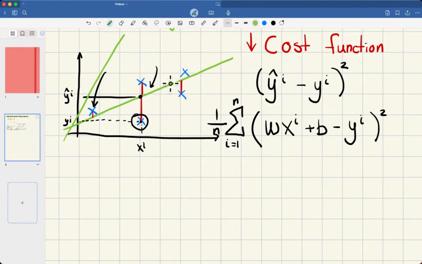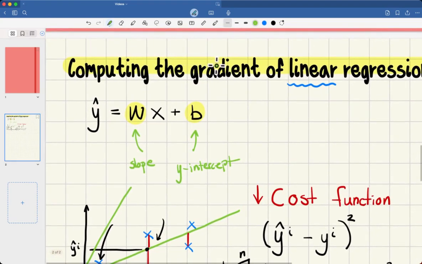But how do we actually make differences? Like, how do we make a change to our line based on our cost function? And that's where the gradient comes in.